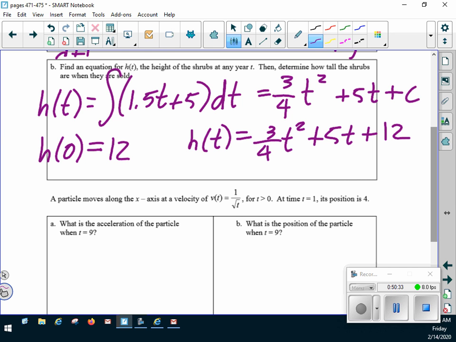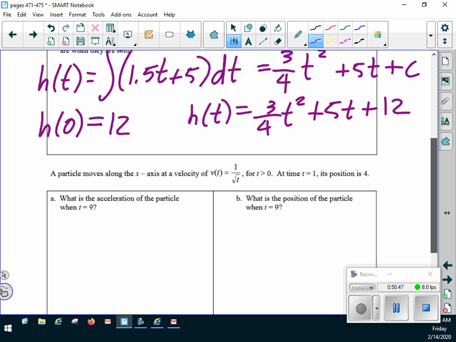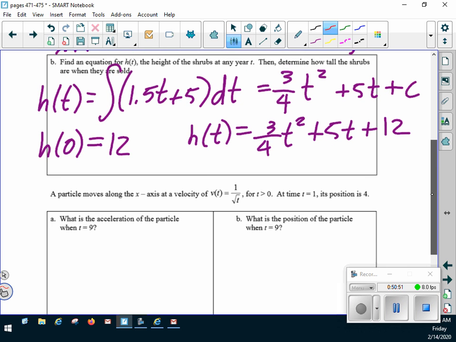Do you have questions so far? Theron, is it getting better? Determine how tall the shrubs are when they're sold. How old are they when they're sold? 6 years. So what do I need to find? H of 6. Yep.